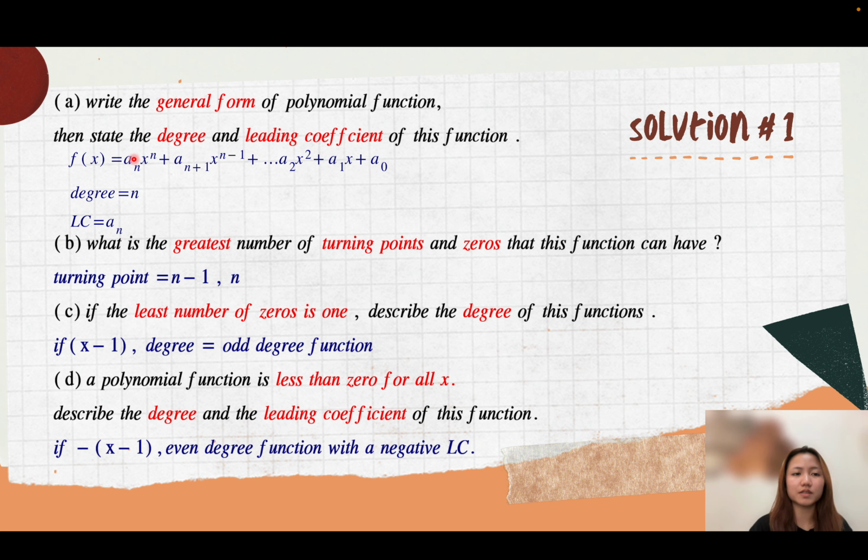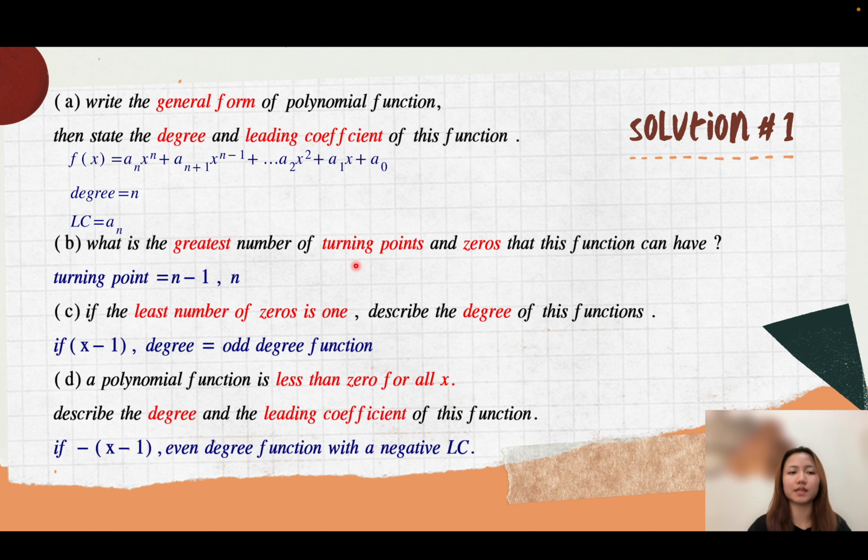So the leading coefficient is a_n, this one, in front of the x. You may not know which one is the leading coefficient. This a_n is it. And the degree is n, the highest power. The highest power must be written in front, always write it in front. So n is the degree, and a_n is the leading coefficient.